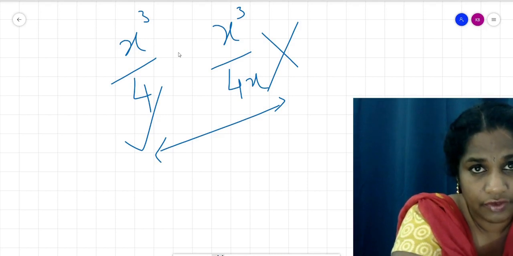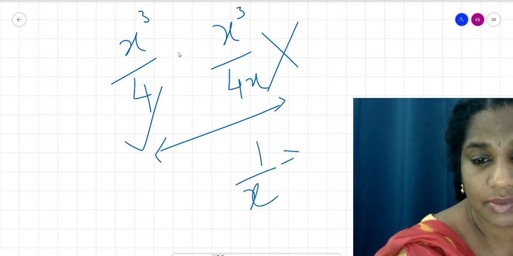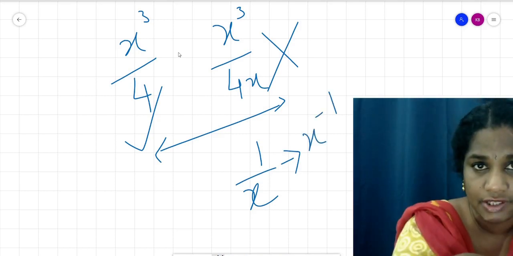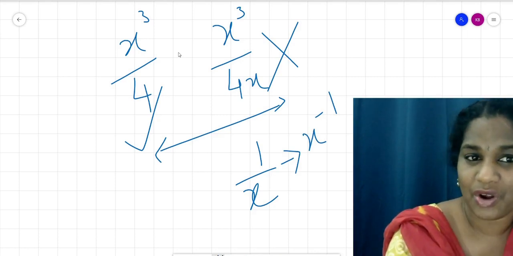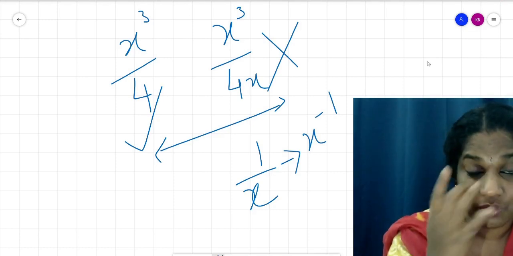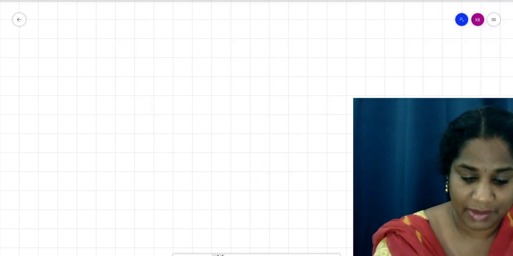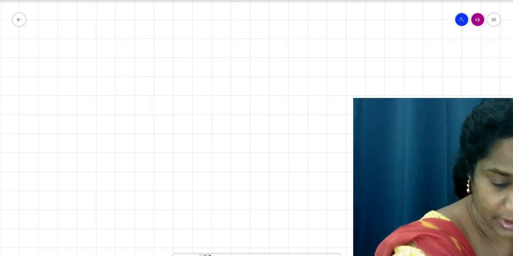Do you know the funda for that? See, if you have 1 by x, what does it become? X raised to minus 1. Again to the first one only, negative power. So this is not a polynomial, this is a polynomial. I am sure you would have got clear idea what is a polynomial and what is not a polynomial by now. Is that clear?